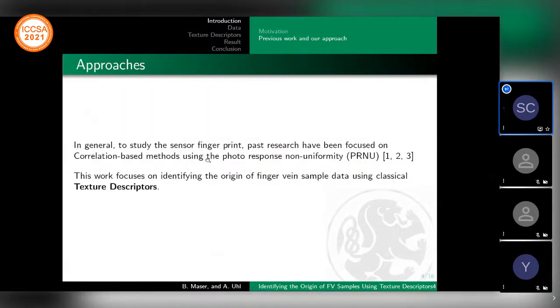In previous work, in general, the sensor fingerprint was studied using methods based on the photo response non-uniformity, also called the PRNU. Mostly they use correlation-based methods for that. In this work, we have another approach, and we use texture descriptors to identify the origin of the finger vein image samples.